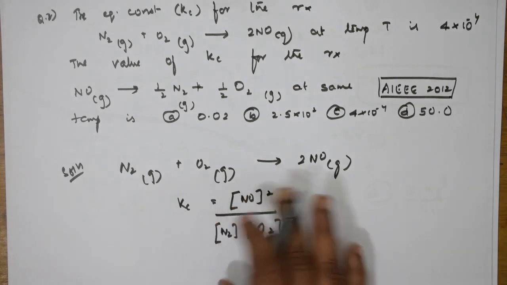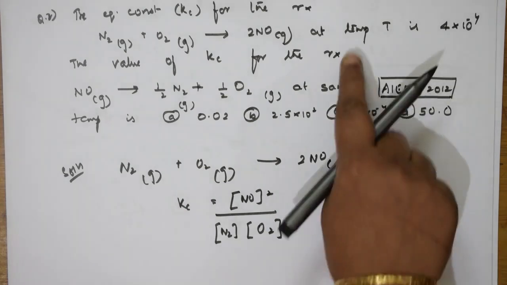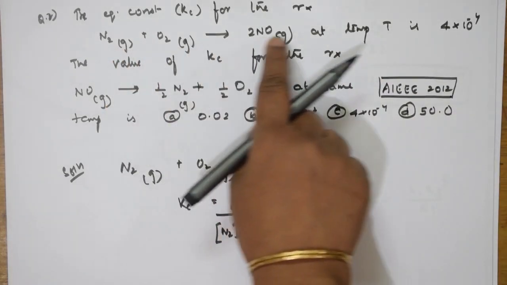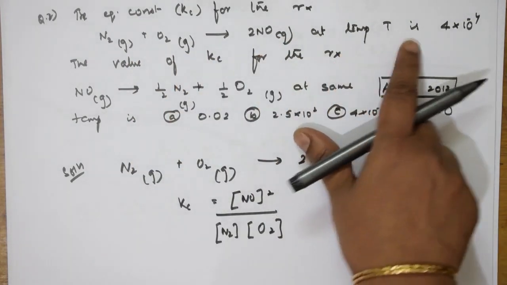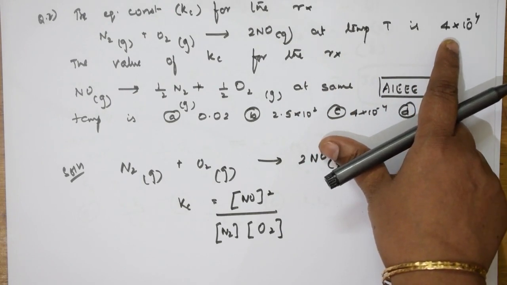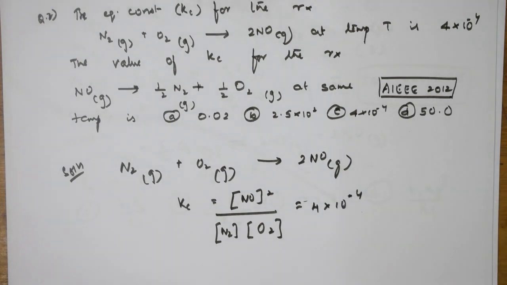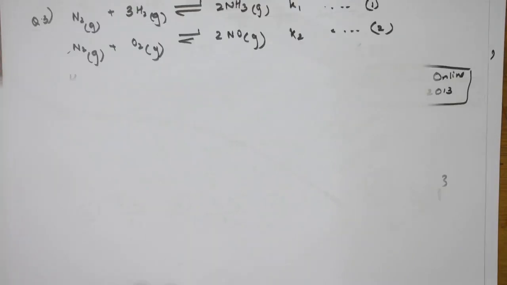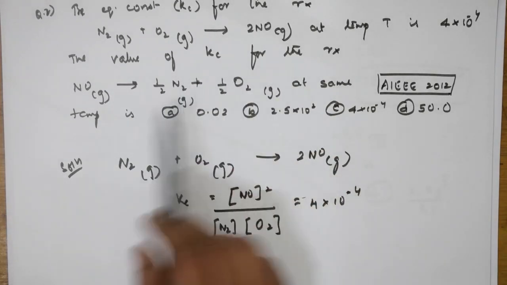Now the value of Kc at the same temperature is, okay, fine. They've given here the equilibrium constant Kc for the reaction N2 plus O2 gives 2NO at temperature T as 4 into 10 raised to the power of minus 4. So this is what is given to us. Now let us further solve this. They have asked us a different concept here. What did they ask me? This is given, fine, but the value of Kc for this other reaction I need to find. Let us write that reaction.